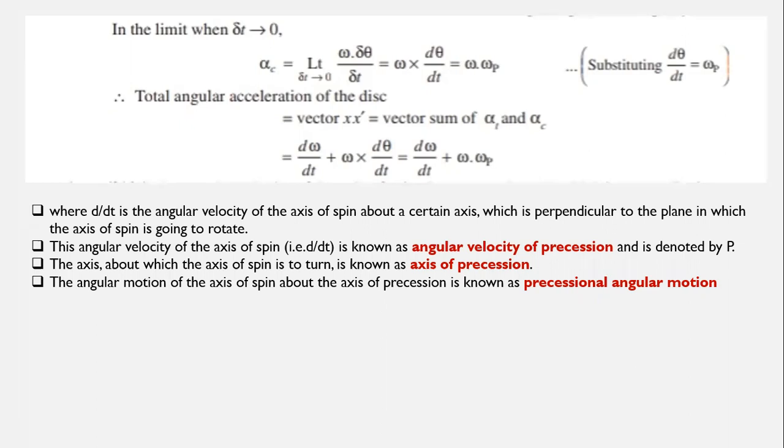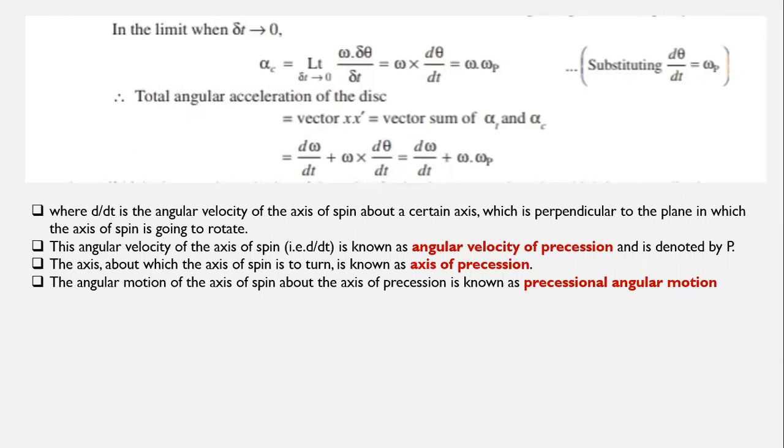Here we can see some of the short answers: the angular velocity of precession, axis of precession, and precessional angular motion. These are the three types of short answers regularly asked in the university exams. In every set they ask these different types of short answers in the first unit.